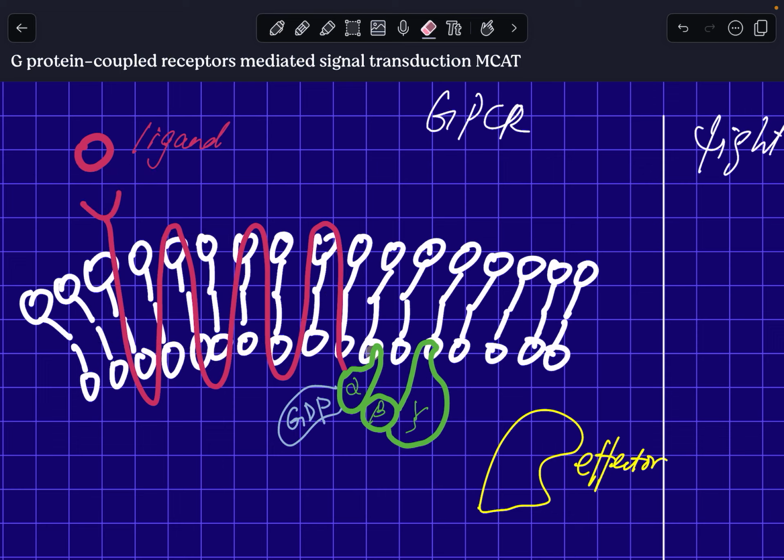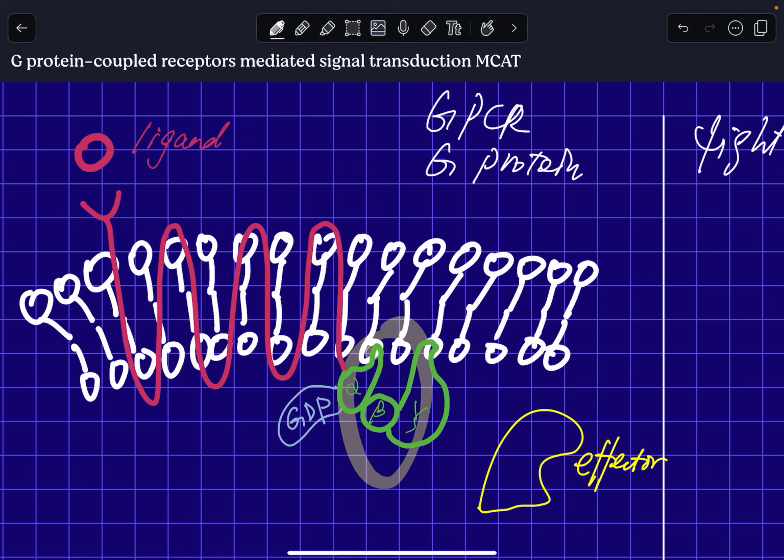Now let's move on to this green protein. This green protein that has 3 subunits is called G protein. The G protein's alpha and gamma subunits are attached to the cell membrane. This is called a lipid anchor. My G protein has 3 subunits, but a G protein doesn't necessarily have to have 3 subunits. It can also have one single subunit, like the small G protein Ras. But in signal transduction, we want our G protein to have this heterotrimeric structure with 3 subunits.